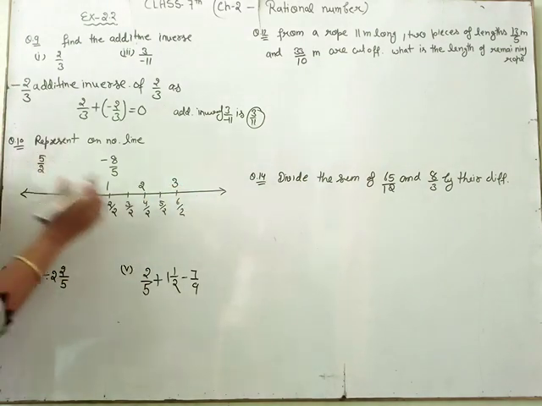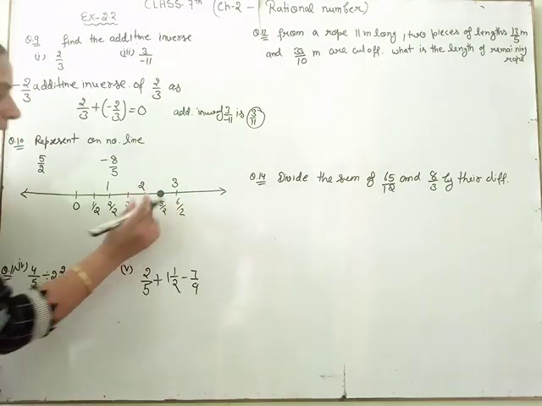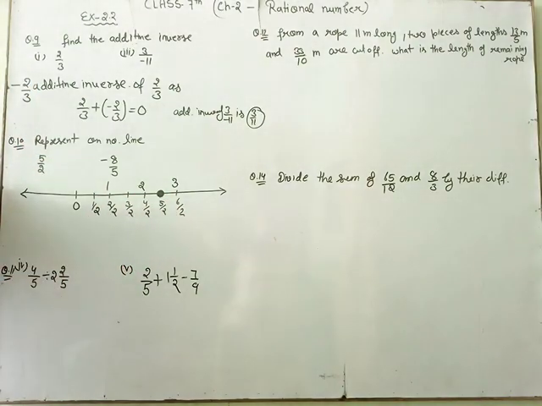Where is 5 by 2? There is 5 by 2. We take this number and this, then we show this rational number on the number line. We take the distance according to the denominator. 1 by 2, 2 by 2, 3 by 2, 4 by 2 and 5 by 2 lie between 2 and 3. Next is minus 8 by 5.